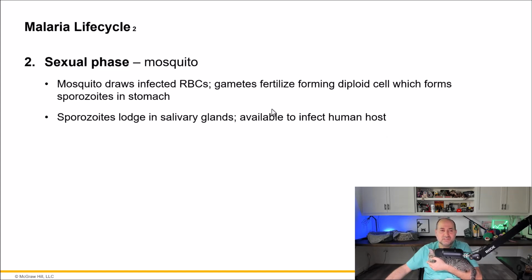So isn't that neat? When the mosquito draws the red blood cells, those sporozoites form. The sporozoites lodge into the salivary glands of the mosquito. So the next time the mosquito bites a human, it spits up some of that Novocaine, that dulling solution it has, so you don't feel pain. That's how it infects you, through its salivary glands. That's how the protozoa gets into your bloodstream.